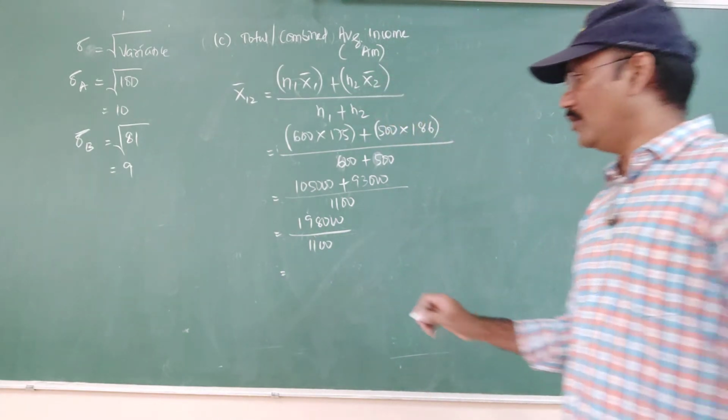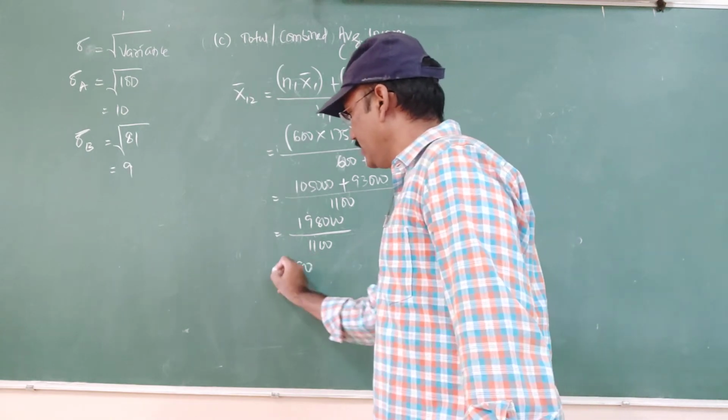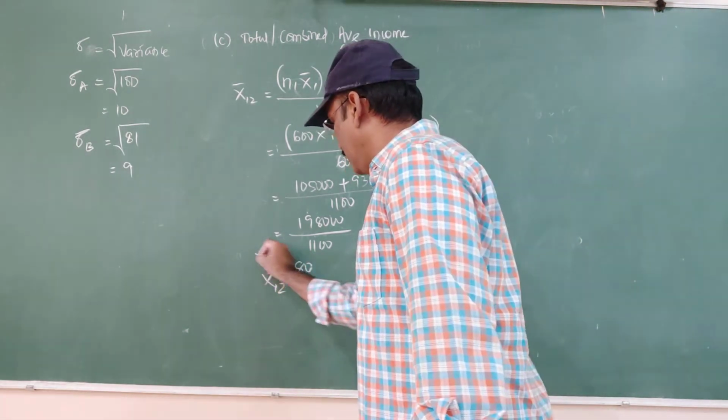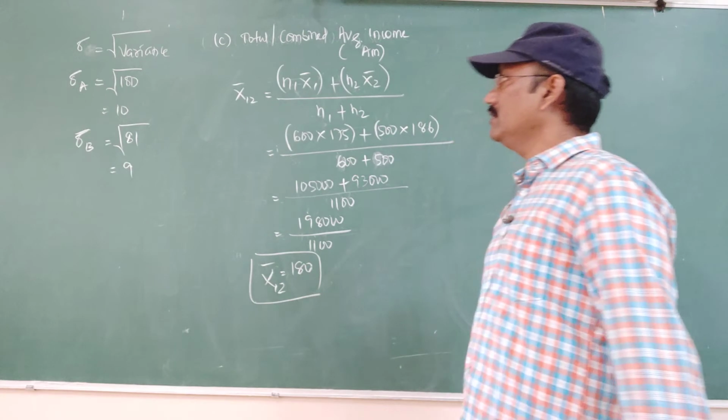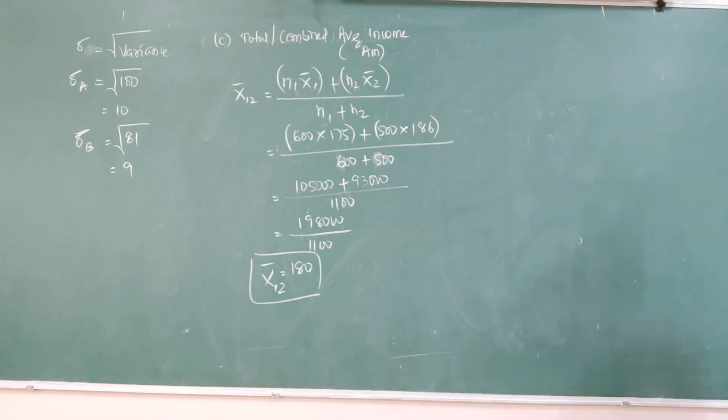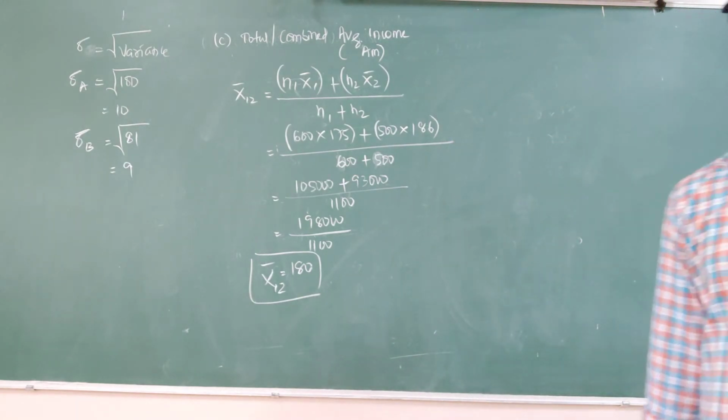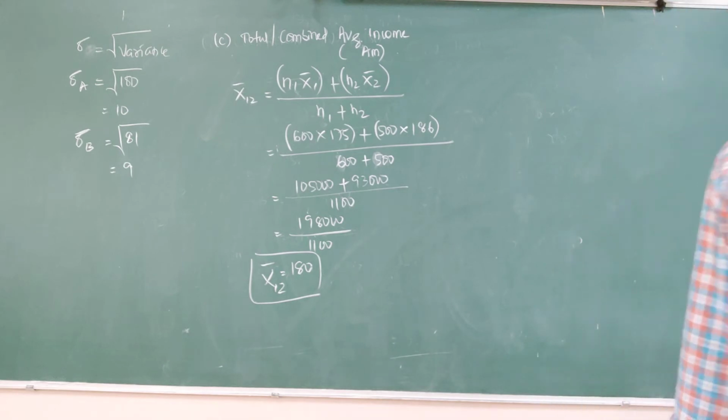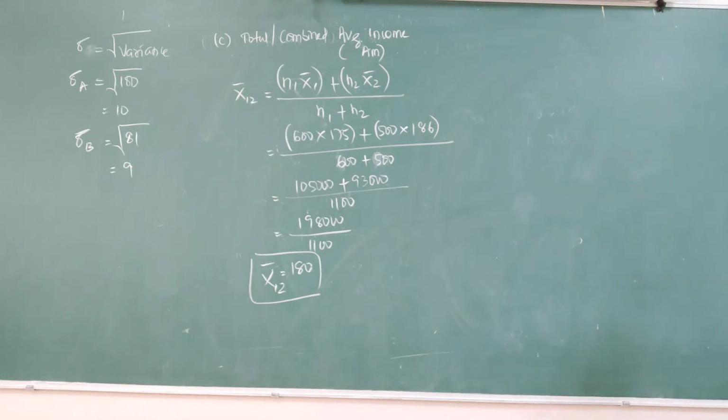The answer is 180. So what is this 180? 180 is the combined mean. See this? This one is called combined mean. Is it clear? So this was your combined mean. So now we will go to another concept. What actually you have to find? If you see the next question, the next question is like this.